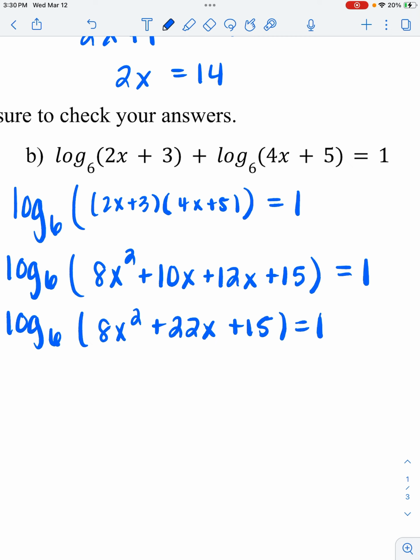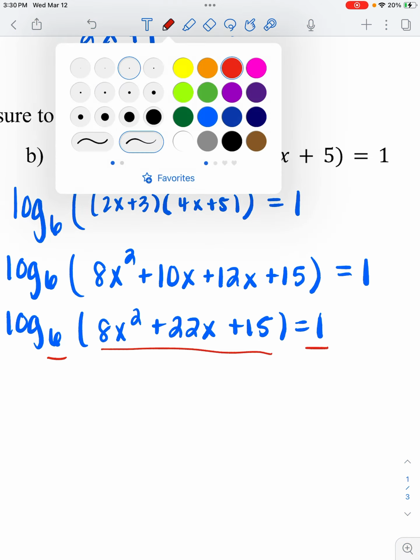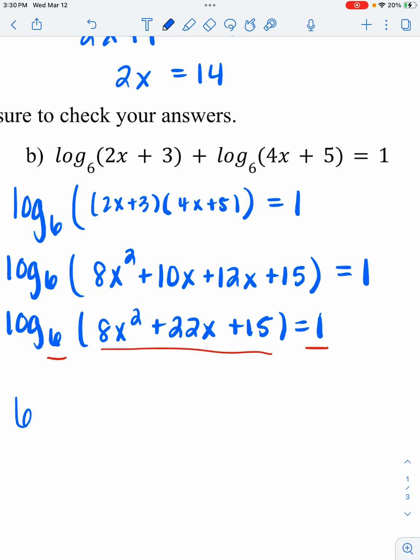What could I do from here? I still have a log. How do I get rid of the log? This is where the base to the exponent equals the argument. So the base of 6 to the exponent equals the argument.